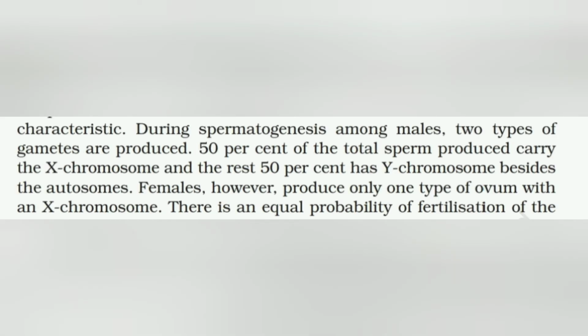During spermatogenesis, among males, two types of gametes are produced. 50% of the total sperm produced are with X chromosome and the rest are with Y chromosome, besides the autosomes, that is 22 plus X and 22 plus Y. Females, however, produce only one type of ovum with X chromosome, that is, all the female gametes are 22 plus X.